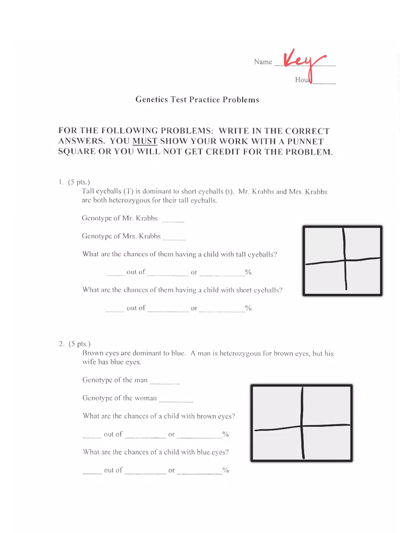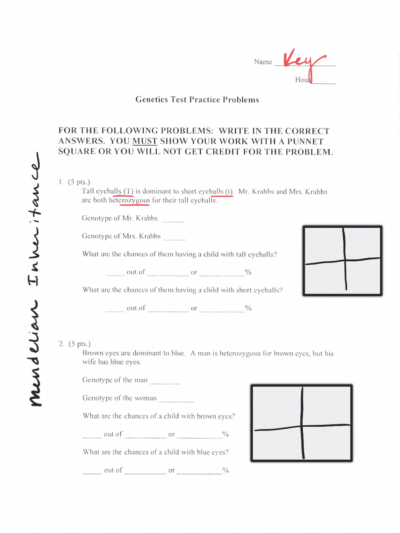Today we're going to go over the answers to the Punnett square problems that are in the study guide. So number 1 says that tall eyeballs are dominant to short eyeballs. Mr. Crab and Mrs. Crab are both heterozygous for their tall eyeballs. If you recall, a heterozygous genotype means that there's two different alleles for that gene.